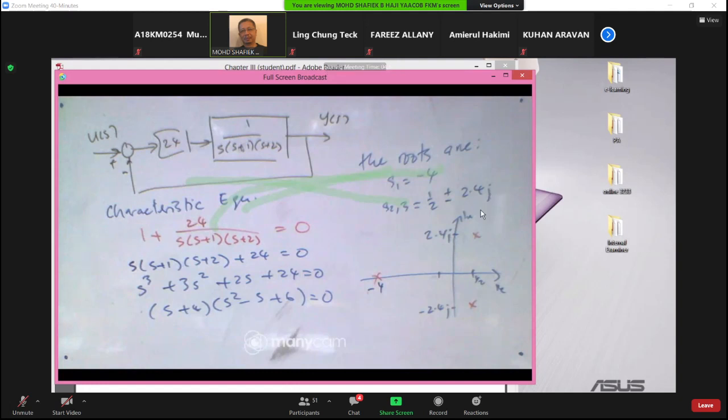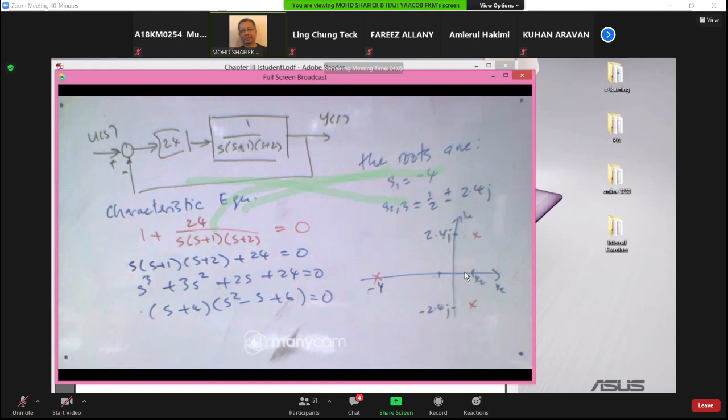Sometimes some people use j, some people use i for the imaginary part. Normally I use j, but you can use either j or i. And then there are going to be three roots. One real root at -4, and then two more roots at 1/2 plus and minus 2.4j.